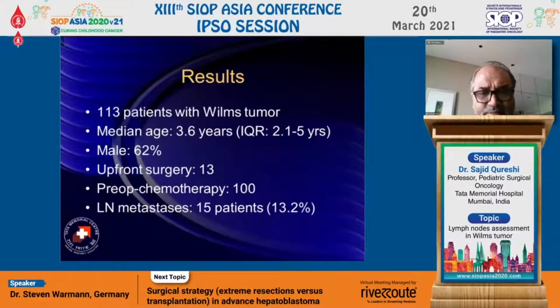We had 113 patients with Wilms tumor, and the median age was 3.6 years. 13 of these patients had an upfront surgery. 100 had a surgery after preoperative chemotherapy. 15 patients had lymph node positivity. All the upfront nephrectomy patients had lymph node negative disease, so the 15 patients were from the 100. So it was actually 15% lymph node metastasis, which is the very well accepted lymph node metastasis rate in Wilms tumor.